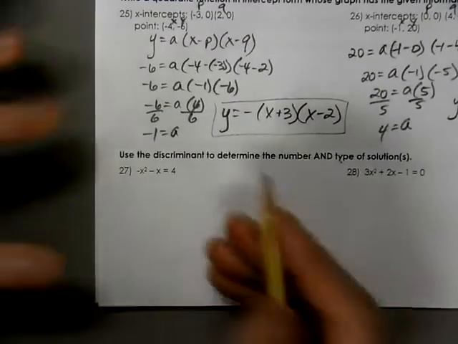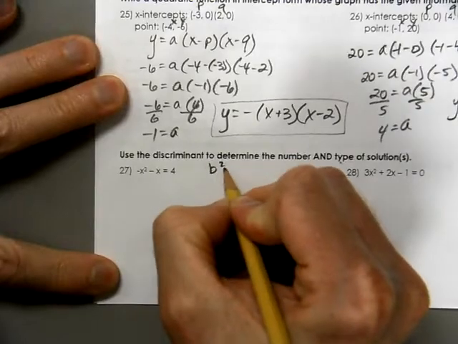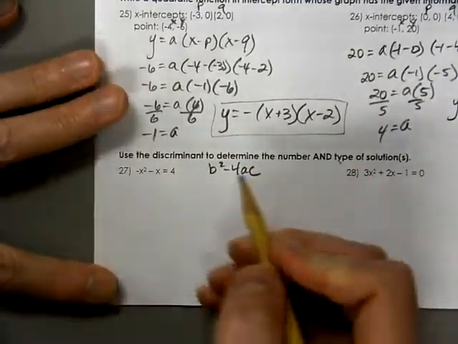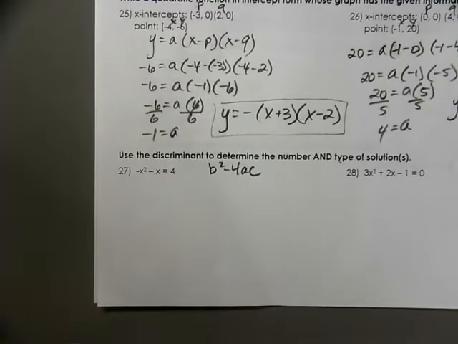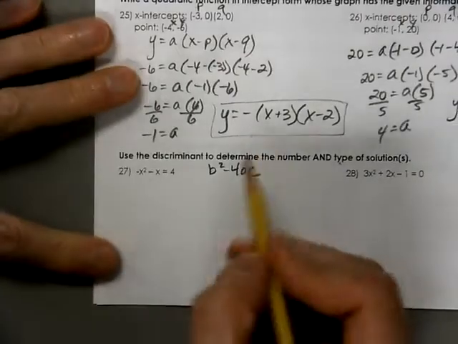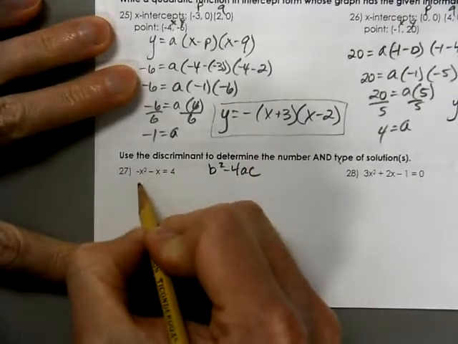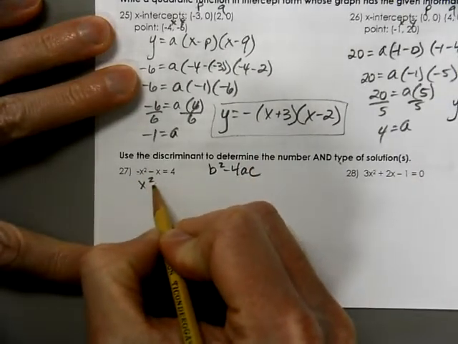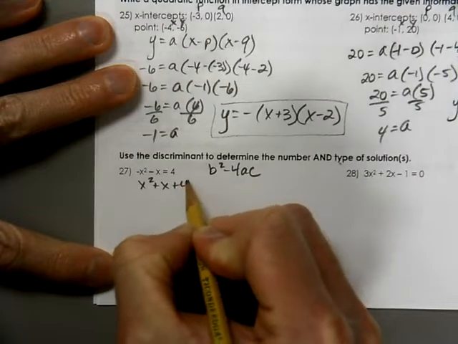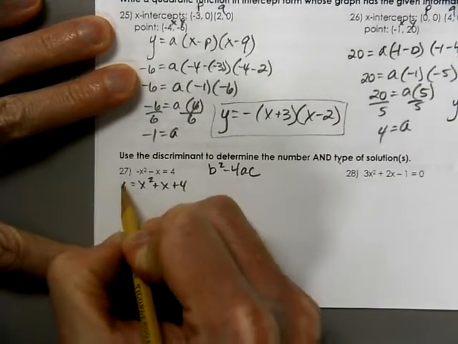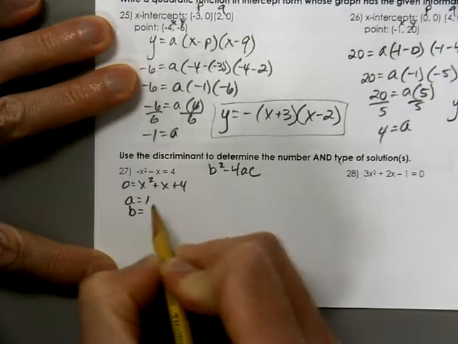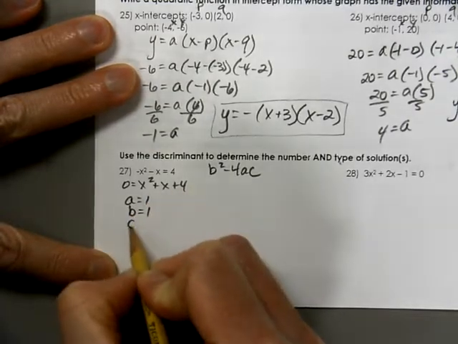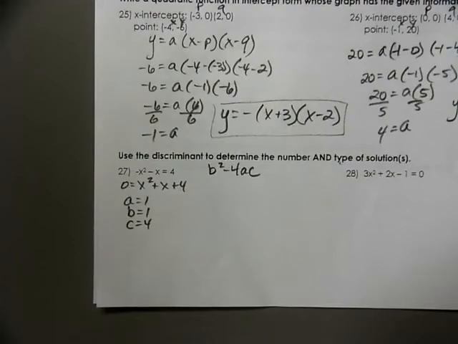Here we're talking about the discriminant. The discriminant is b squared minus 4ac. So when we look at our quadratic, we need this to be in standard form. Now we need to move all our values of our quadratic over to the other side of the equal sign. That tells us that our A value is 1, our B value is 1, and our C value is 4.